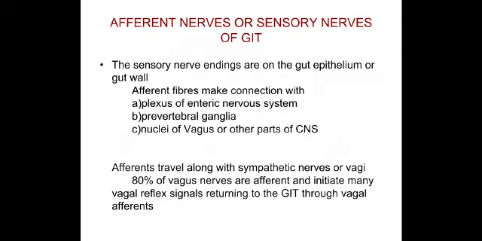Which are the fibers which carry the information of the GIT? They are called afferent fibers. The sensory nerve endings are on the gut epithelium or gut wall. They can make connections with the plexus of the enteric nervous system, like the prevertebral ganglia, and they ascend up towards the nucleus of the vagus and other parts of the CNS. Afferents travel along with sympathetic nerves or vagi. 80% of the vagus nerve is afferent and initiates many vagal reflex signals returning to the GI tract through vagal afferents.